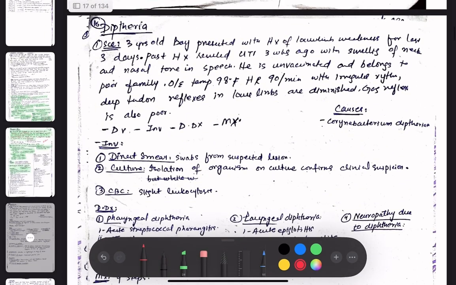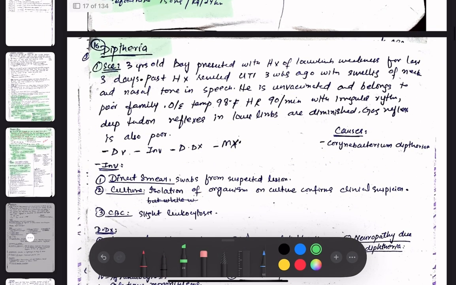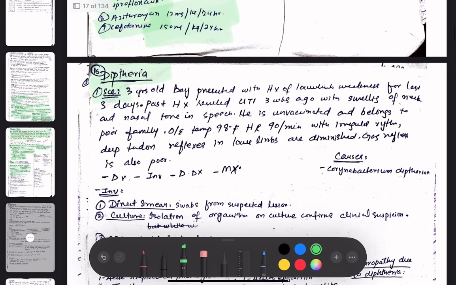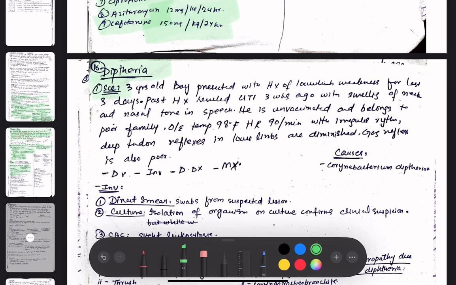Okay, now coming towards the third infectious disease, that is diphtheria. We have discussed enteric fever and we have discussed measles. Now coming towards diphtheria, there is a 3-year-old boy presented with history of lower limb weakness for the last 3 days. Past history revealed UTI 3 weeks ago with swelling of the neck and nasal tone in speech, and he is unvaccinated and belongs to a poor family.